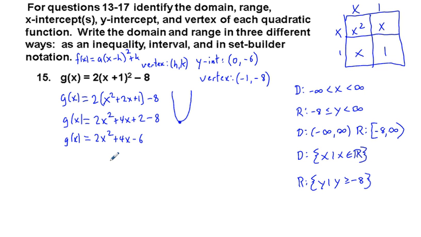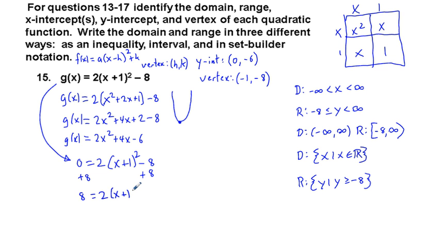Okay, the last thing we need is our x-intercepts. What we're going to do is set g of x equal to 0. So I'm going to bring this vertex form down here and just kind of work that out. So we're going to say 0 is equal to 2 times quantity x plus 1 squared minus 8. And the first thing I'm going to do is add 8. So 8 equals 2 times quantity x plus 1 squared, and divide by 2. So we have 4 is equal to quantity x plus 1 squared.